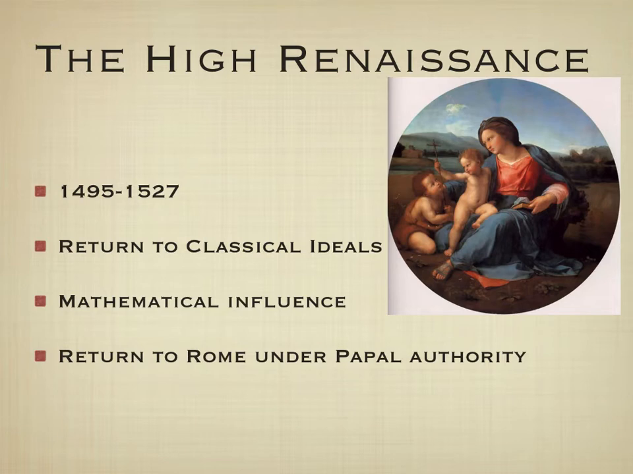An example of this is what we can see here. This is Raphael's Alba Madonna, 1510, and it's an oil transferred from wood to canvas. And what you see here, we see Raphael, who became very famous for his images of the Madonna and Child and often baby John the Baptist. And what you can see here is that mathematical influence.